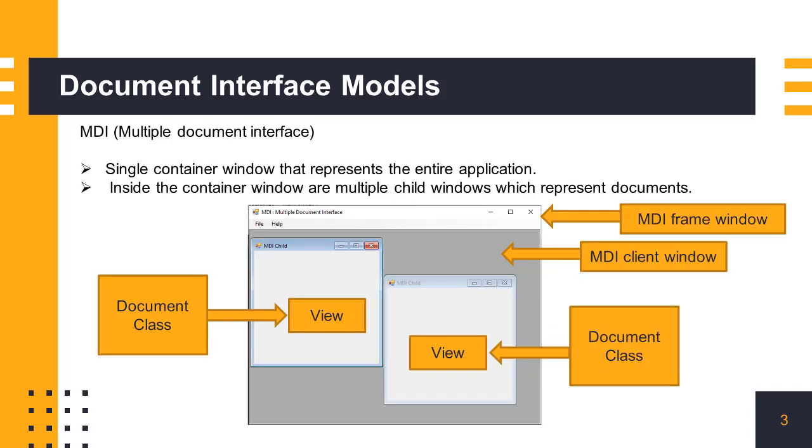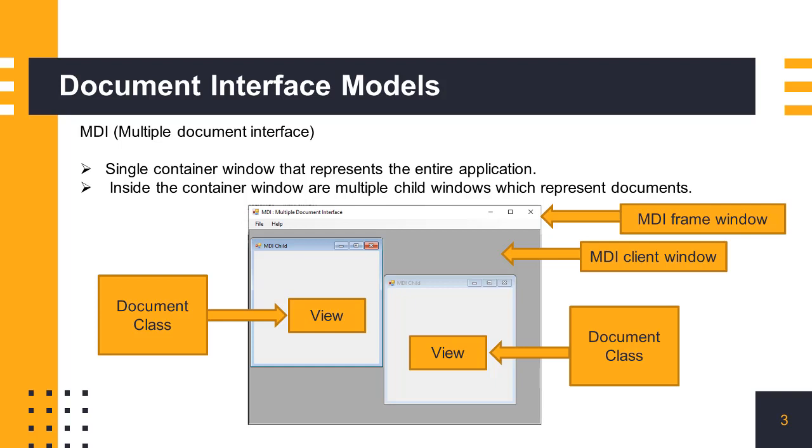Multiple document interface applications enable us to display multiple documents at the same time, with each document displayed in its own window. It has three kinds of windows: a frame window, an MDI client window, as well as a number of child windows. The frame window is like the main window of the application. It has a sizing border, title bar, menu, minimize and maximize buttons.